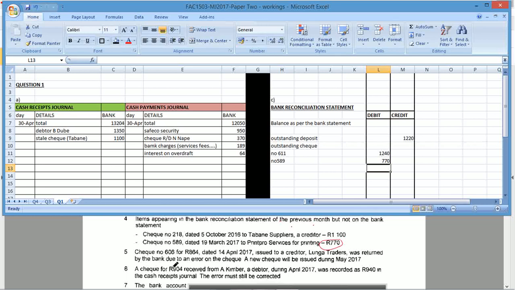Number 5, check number 606, issued to a creditor L, was returned by the bank due to an error on the check. A new check will be issued during May. Right, so what happened here? We issued a check to a supplier. Did the check go through? No, it didn't. A new check will only be issued in May. So I need to reverse out the payment. So if I reverse out a payment, I'm going to process a receipt.